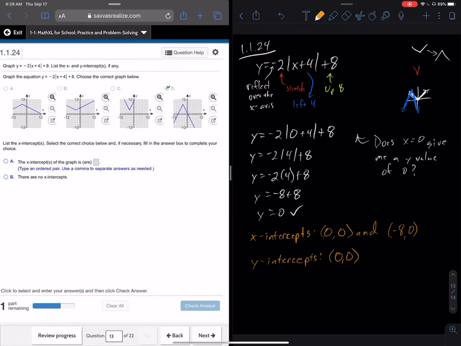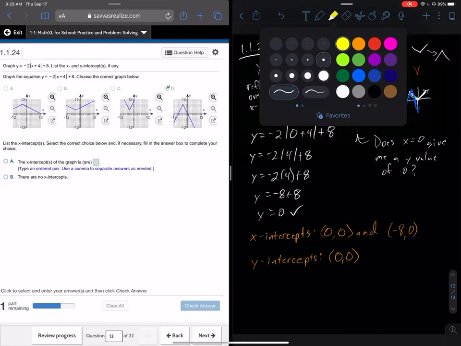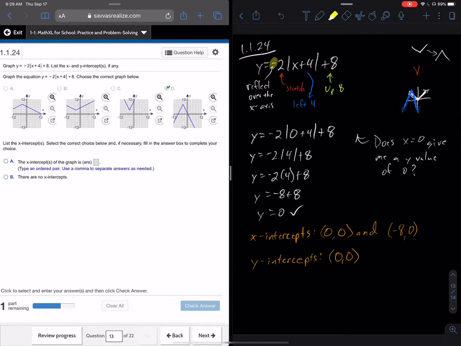So going back to the original part, that negative told us there was a reflection. The 2 made it stretch, so it's going to look like it's longer or taller. The 4 went left, and the +8 caused it to go up. So draw yourself a little sketch and then find a graph that matches up with what you were looking at.